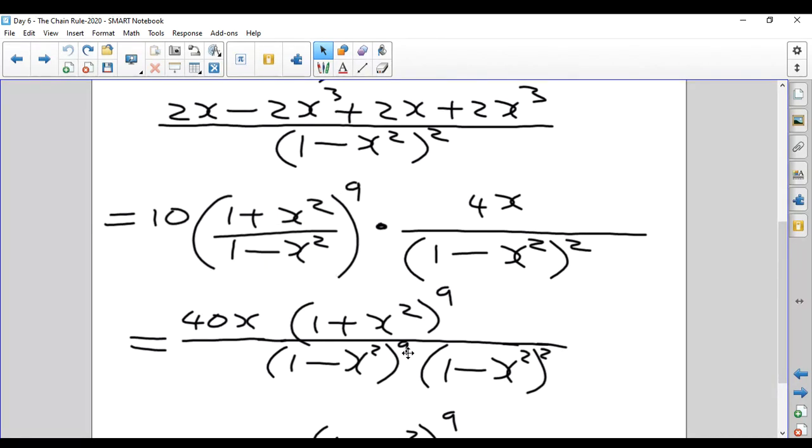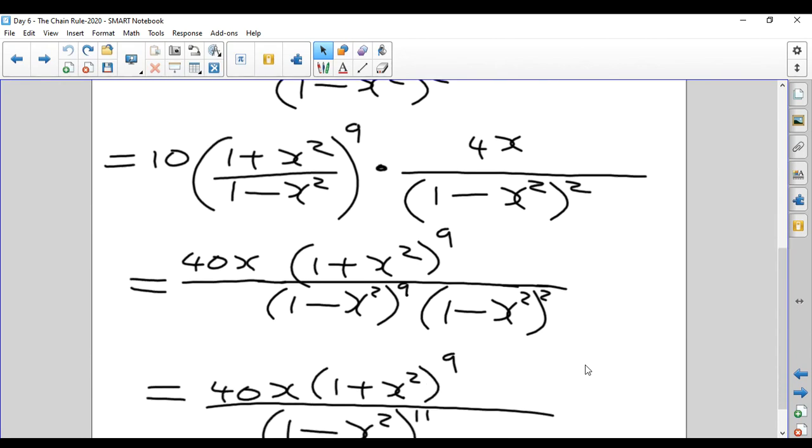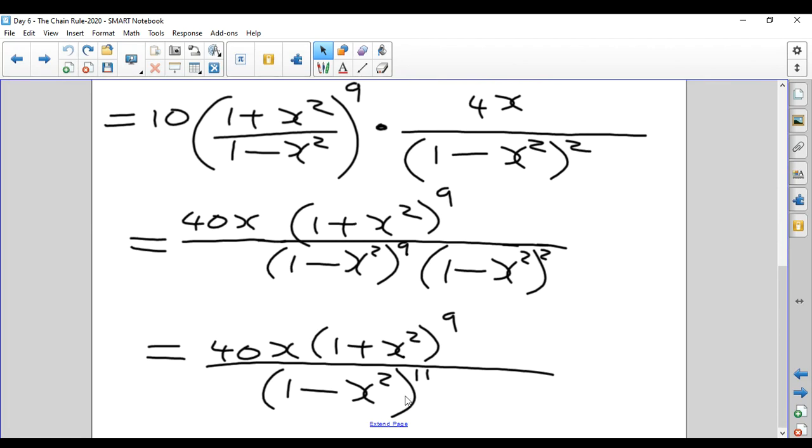Now notice what happens when I multiply these two together. The top, of course, is still just the 40x, and the 1 plus x squared to the 9 is still there. But the bottom, they really have the same base. 1 minus x squared to the 9, 1 minus x squared to the 2. And the rule of exponents says that when I have two things that have the same base, I can simply add those exponents together, which is what this is. So I have 1 minus x squared to the power of 11. So the top of this is the 40x, 1 plus x squared to the 9, and the bottom is 1 minus x squared to the power of 11.